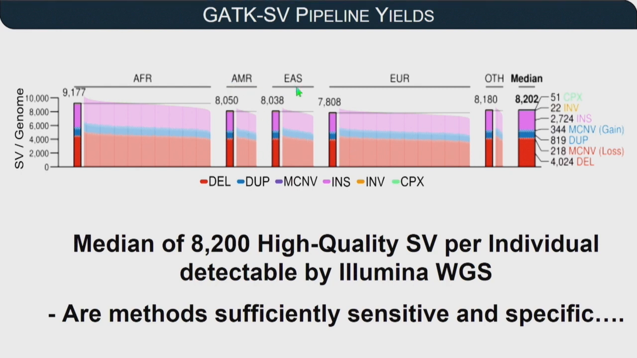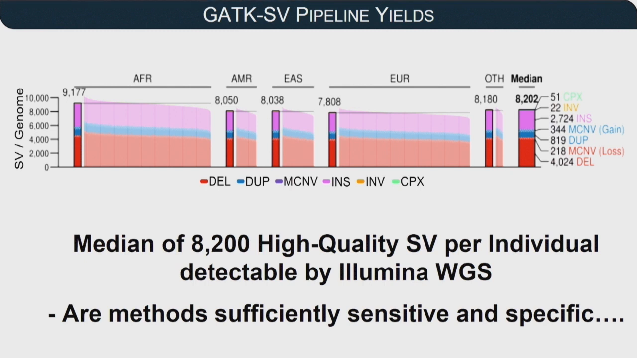So this is a population, and every line is the number of variants that we get in a given individual. So you can see it's extremely consistent across individuals. And of course, it follows human demographic history, just like you would expect. Africans have more structural variants than Europeans. This is about where we think we are with Illumina short-read sequencing. So just keep this in mind as we move forward.